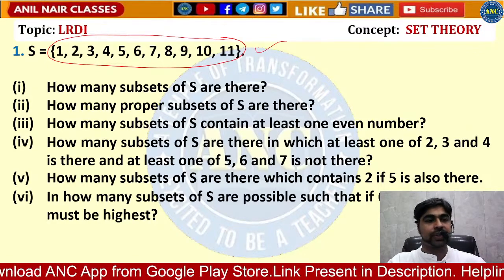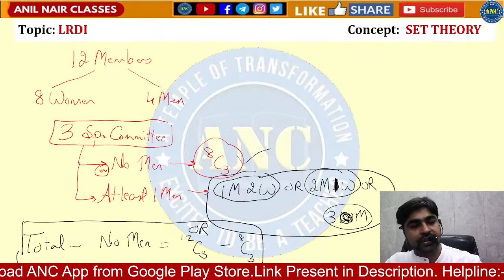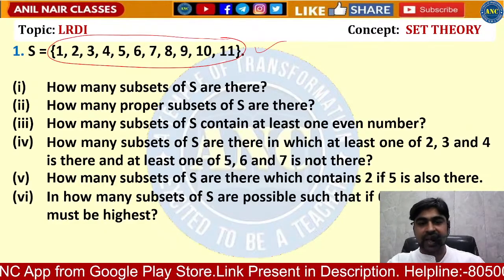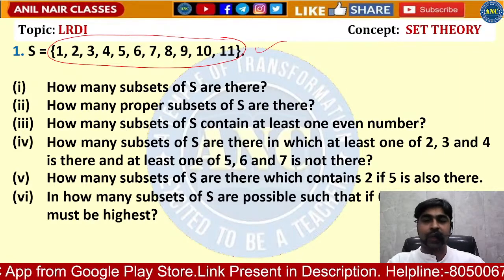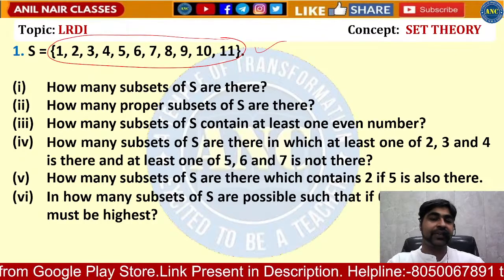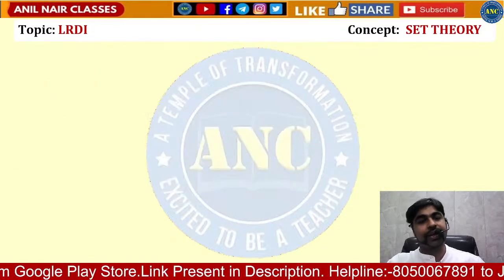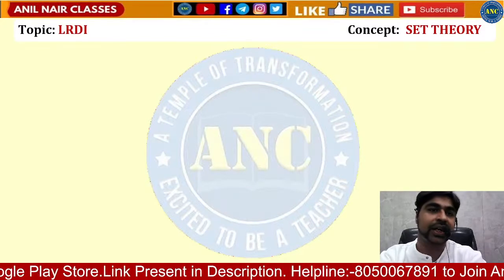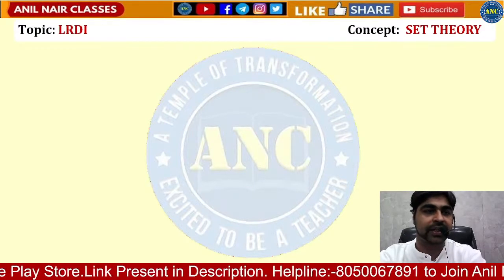Fourth question now, just a revision. How many subsets of S are there in which at least one of 2, 3, 4 is there and at least one of 5, 6, 7 is not there? So again, first I'll take an example and then I will explain the question to you.